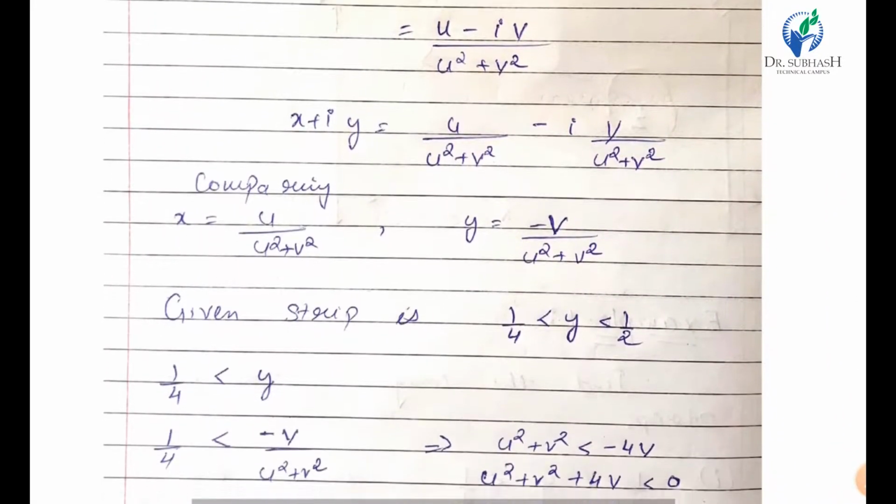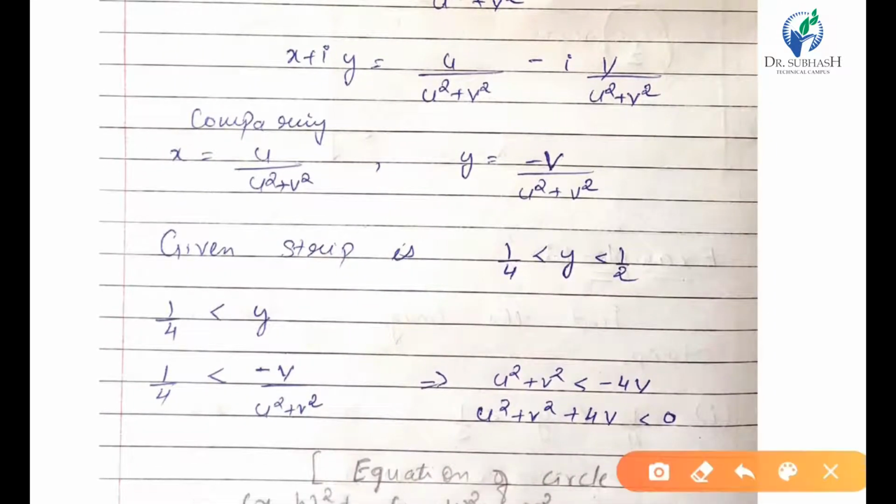Now we will separate the denominator. On separating the denominator, we get x plus iy is equal to u upon (u square plus v square) minus iv upon (u square plus v square). We have just separated the denominator. Now we will compare here the real and imaginary parts. On the left side the real part is x, and on the right side the real part is u upon (u square plus v square), that we have written here.